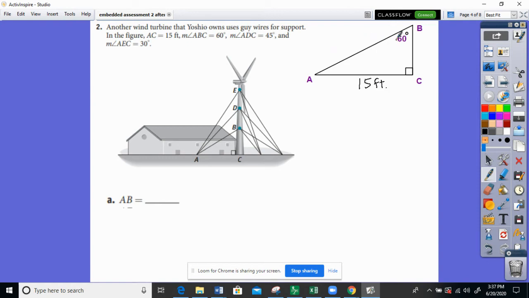We know that in any triangle, the sum of the interior angle measures has to be 180 degrees. We've got a right angle that's already used 90 of those degrees, so these two acute angles have to be complementary. So 60 degrees plus how much is 90 degrees? That would be 30 degrees.